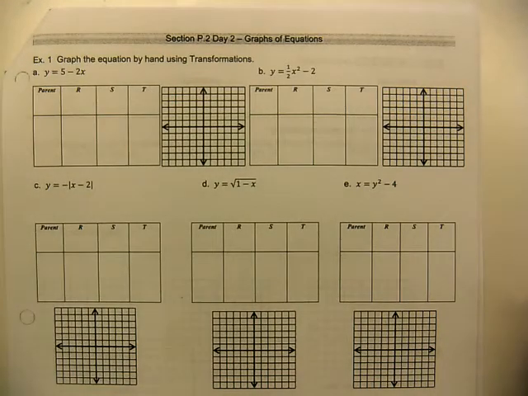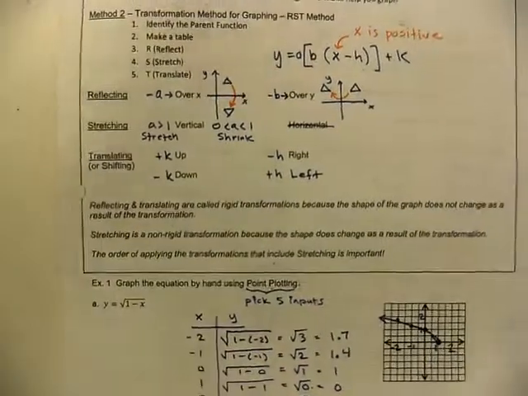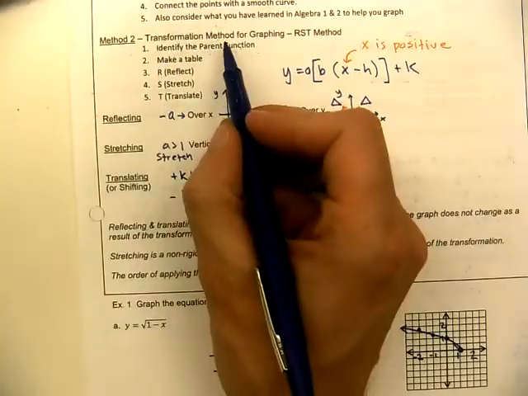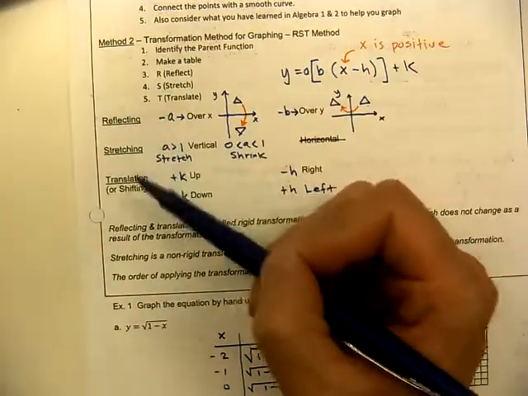Today we're looking at graphing using transformations. And so what we're doing is going through a whole process here. The process was outlined in the previous section, what we're calling this second method, graphing using the RST method. So we're checking for a reflection, a stretch, and the translate.